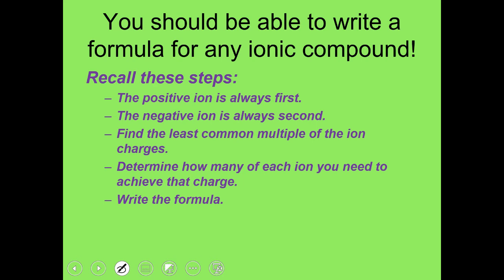Remember the positive ions first, the negative ions second. You find the least common multiple, figure out how many of each ion you need to make it 0 overall, and then you write the formula.